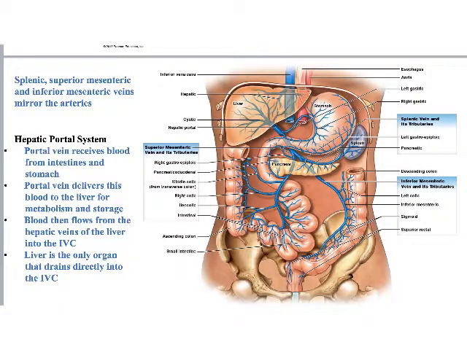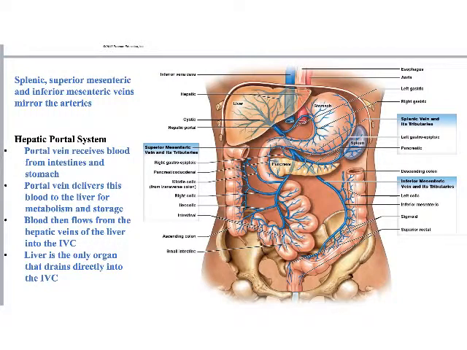As we get into the abdomen, we're going to find really a lot of mirroring of those arteries that you learned. So I just want to point out here in the abdomen the one different vein that does not have a corresponding artery to it, and that's called the hepatic portal vein. And so the portal vein actually connects the small intestine with the liver, and even part of the stomach.